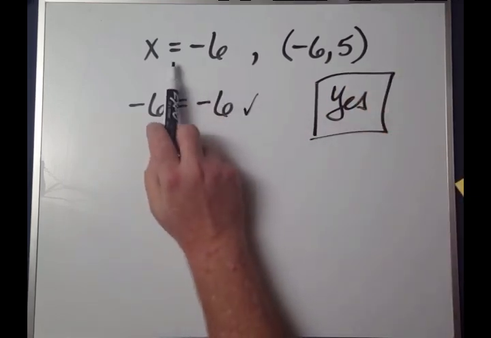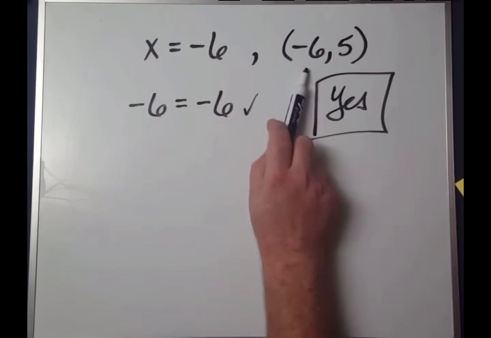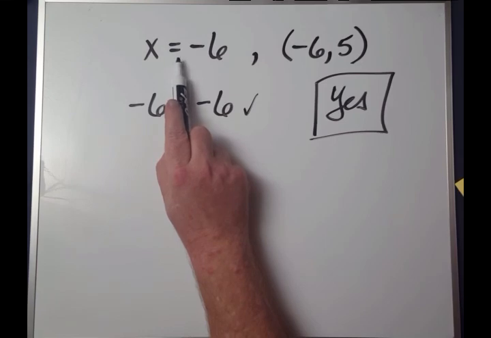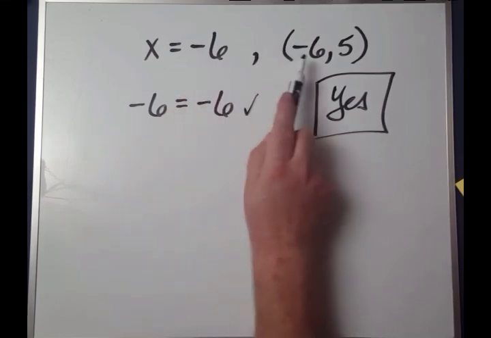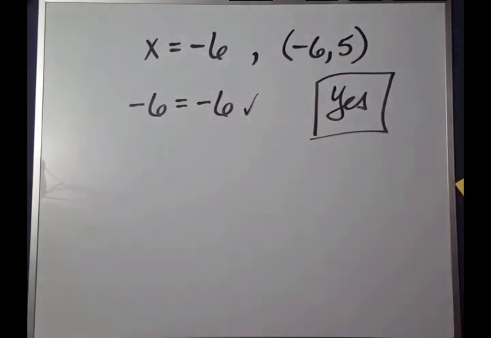This gives me a true statement, and so yes, this is a solution. Think about what this equation says. This equation says x is -6. Is that true for this ordered pair? Sure. In other words, any ordered pair with -6 for its x component will be a solution regardless of the value of y.